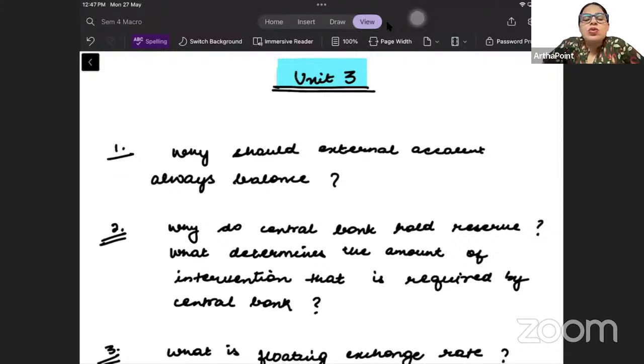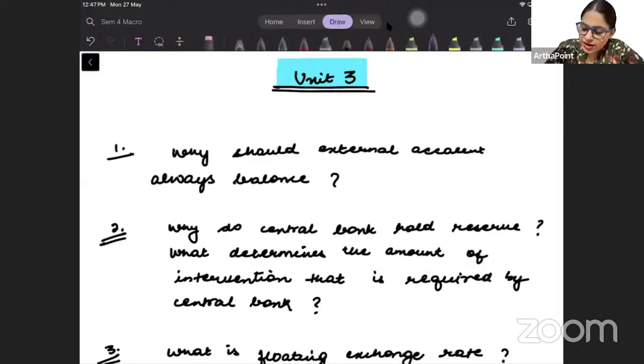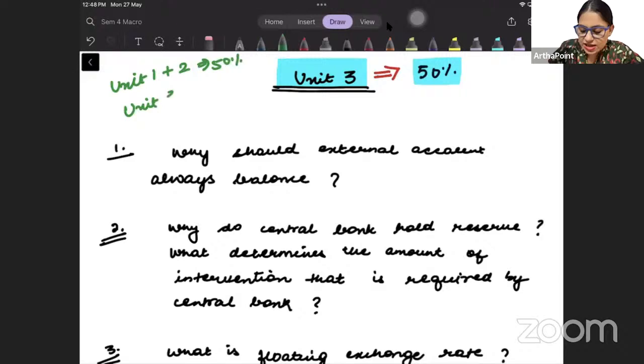Today I am going to give you all important questions from Unit 3 of Intermediate Macroeconomics II. Let me tell you, first of all, the most important thing is that this unit itself has a weightage of 50%, beta. Try to understand this. So Unit 1 plus Unit 2 has a weightage of 50%. And Unit 3 itself has a weightage of 50%.